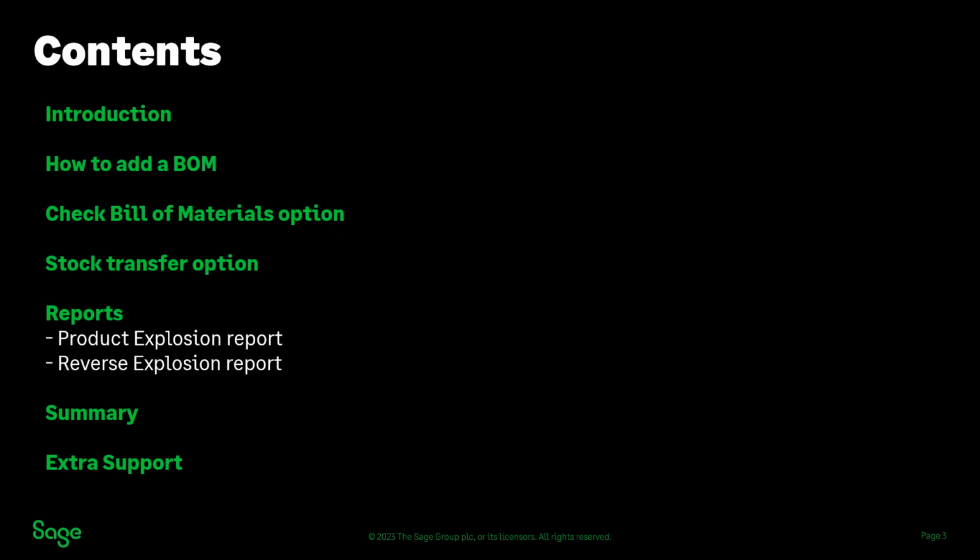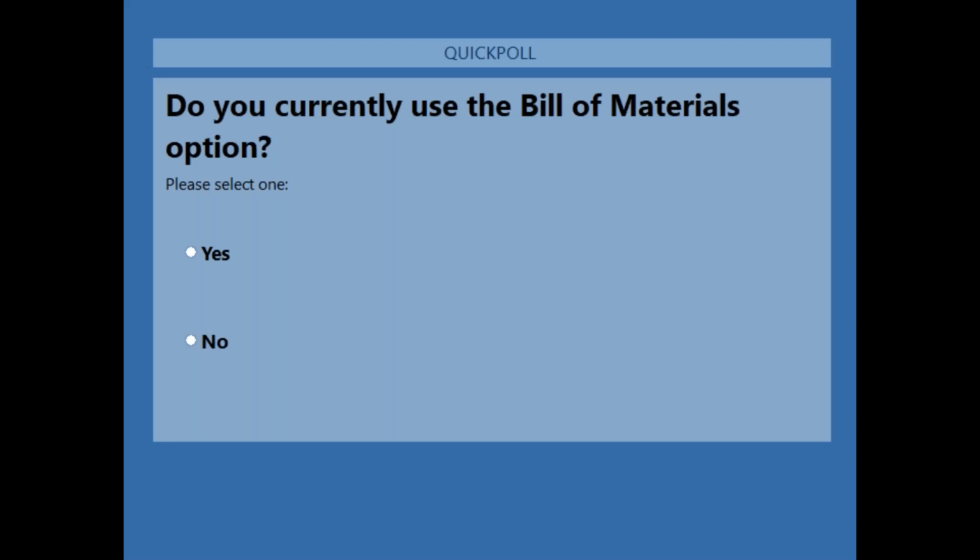So this is our agenda for today. I'm going to start by introducing the Bill of Materials and what it is. We'll then move on to how to add a Bill of Materials into the software, using the Check Bill of Materials option, and how to use the stock transfer option and how it actually works within the program as well. We'll also show you some useful reports you can use, and then I will come back at the end and summarise the session and show you some extra support resources.